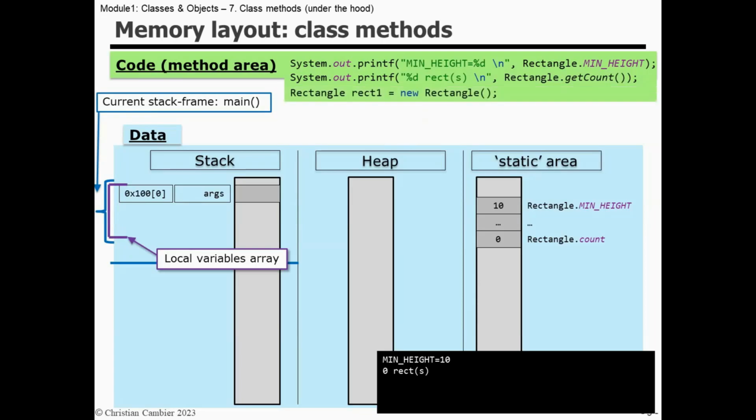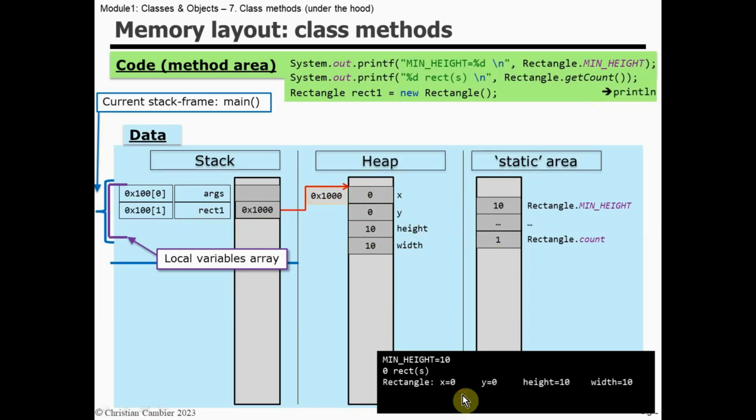Now, as I've demonstrated the details of the allocation several times in previous under the hood videos, I'll be a bit more quick here. So starting with the first one, object is created on the heap, initialized in the constructor. The count is incremented in the constructor as well, and our reference variable rect1 is referring to our object located at fictional address 1000. When we print it out, we have the same output as before.